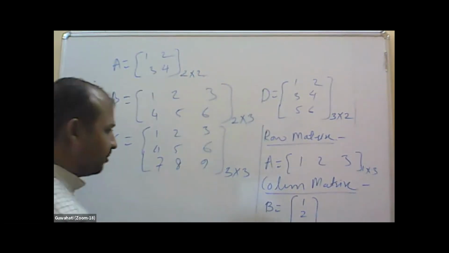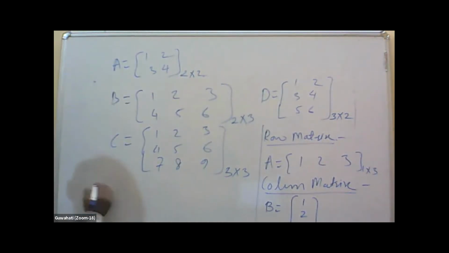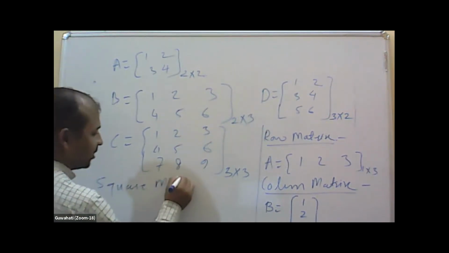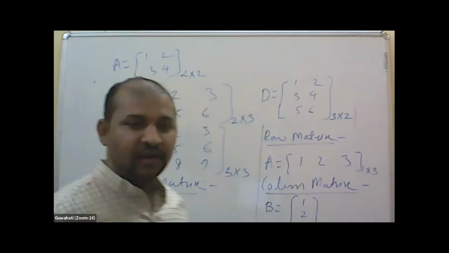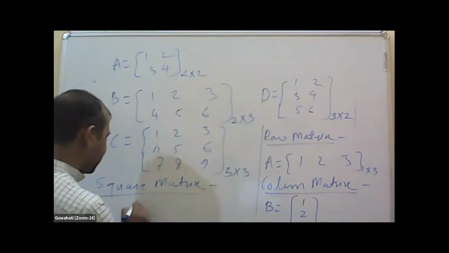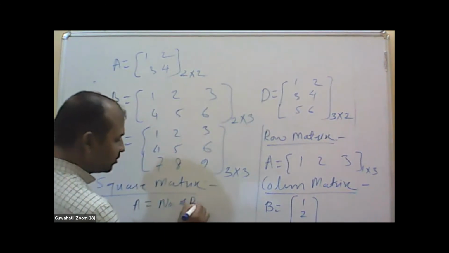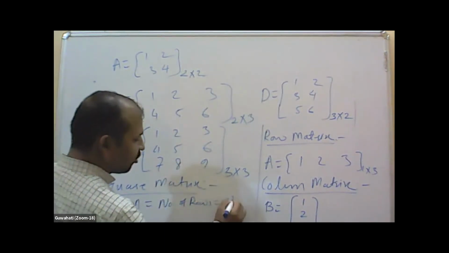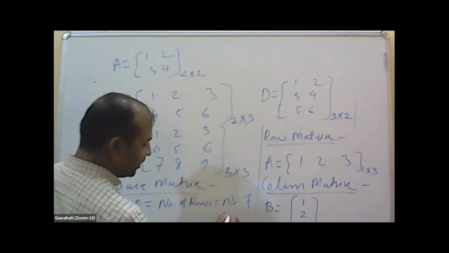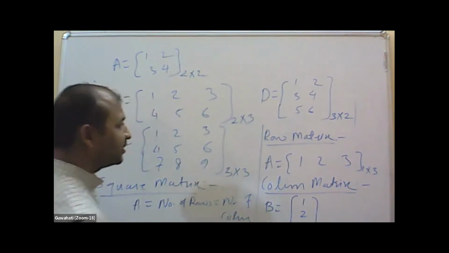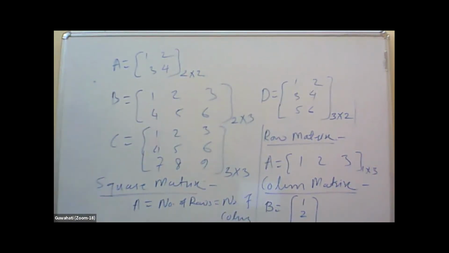So somebody can tell me the next one, the square matrix. The number of rows and columns are equal. A matrix A is said to be a square matrix if the number of rows is the same as the number of columns. If both rows and columns are the same, then you can call it a square matrix.